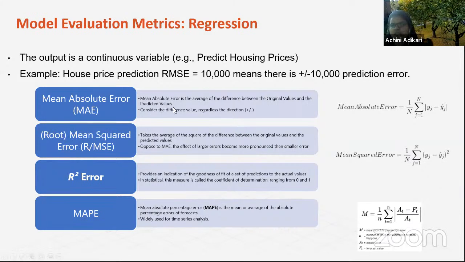So if, for house price, this root mean squared error is 10,000, that means there's a plus or minus 10,000 prediction error. So if a house is say 50,000, then there's 10,000 plus or minus error. So that's a bad model, right? So things like this will give an idea about how good your model is, what is the prediction error, what is the accuracy rate, so we can proceed ahead.